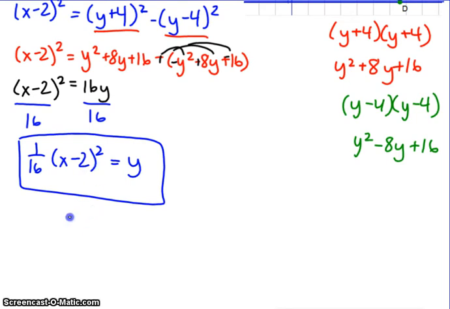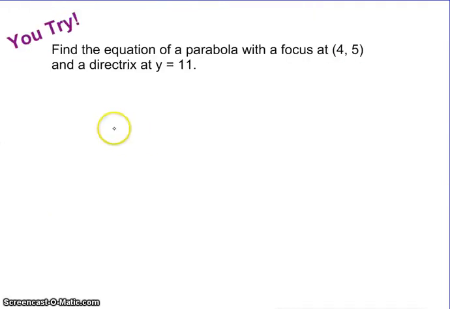So what we have here for the vertex is 2, 0. Okay, and we can find our p-value. Remember, this is 4p, so p would be equal to 4. All right, let's head to the You Try problem at the end where we just use the formula. Remember that the formula that we're going to use is y minus k equals 1 over 4p times x minus h squared. If you are ever unsure, take a look at the directrix.